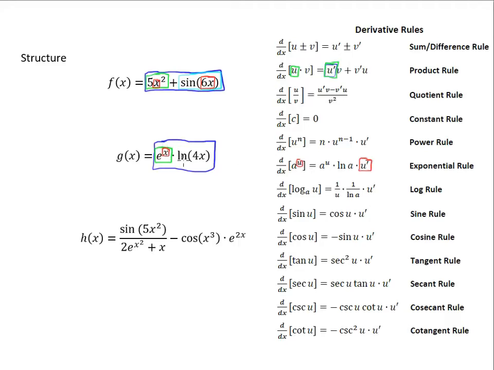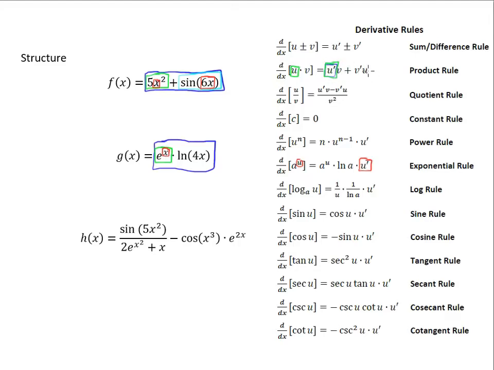So I look at the x and ask myself, okay, what's the derivative of x? And the answer is 1. Derivative of x is 1, which finishes that part of the exponential rule, finishes the exponential rule, which finishes this part of the product rule. Okay. Now there's other things to the product rule.